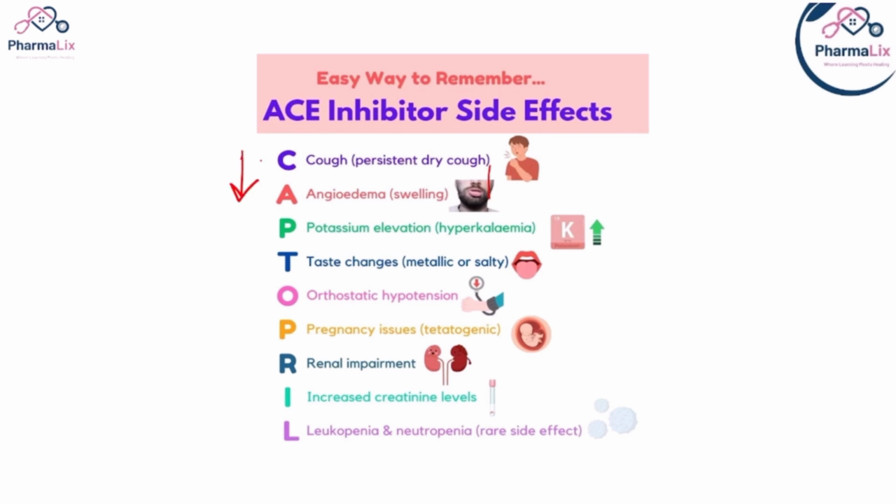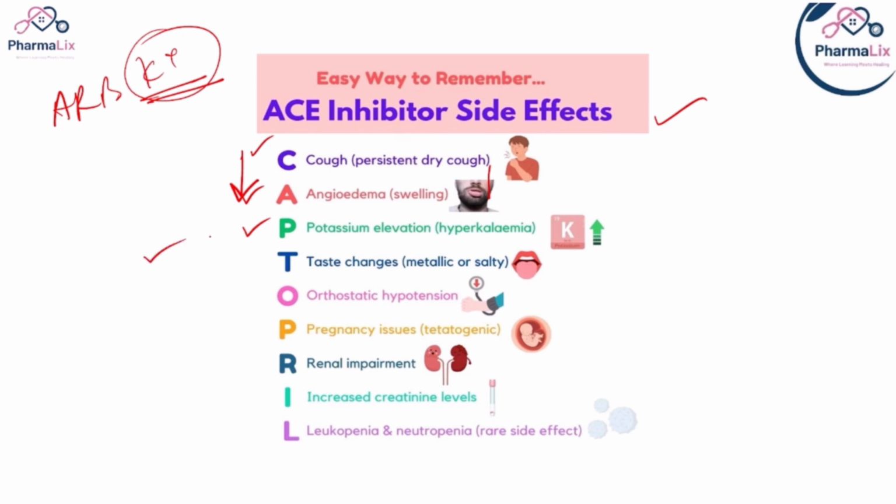So captopril. C for cough, or persistent dry cough. A for angioedema. P for potassium elevation, that is hyperkalemia. So for ARBs, potassium elevation was contraindicated, but in here it is causing the potassium elevation as a side effect.